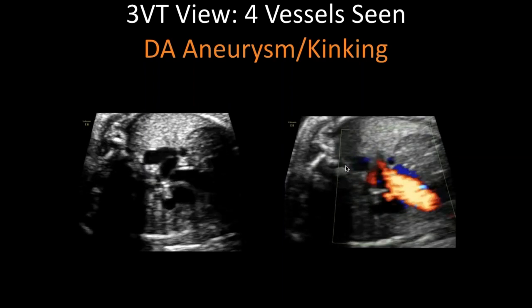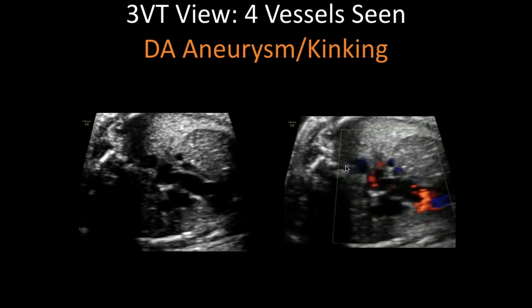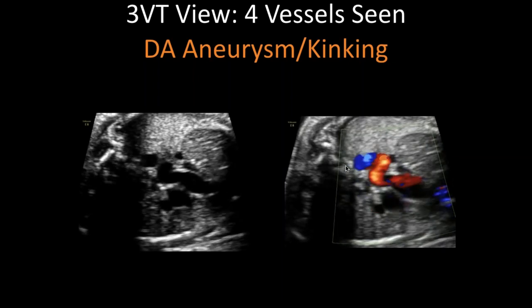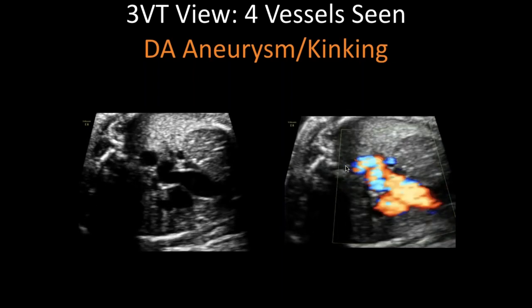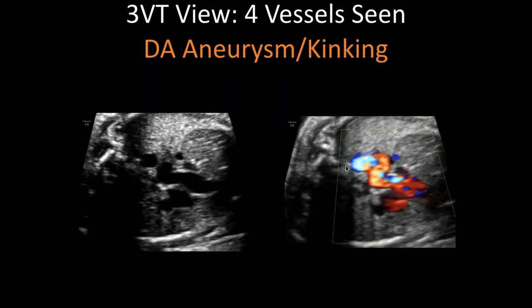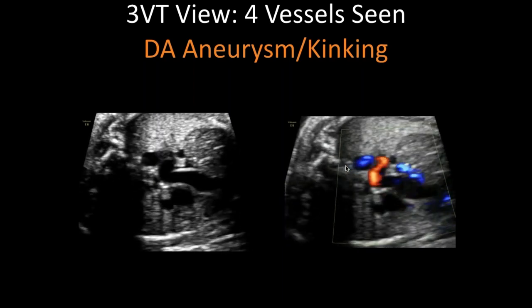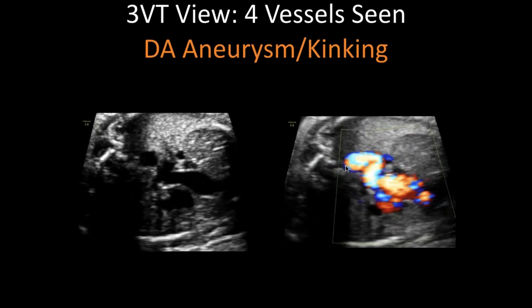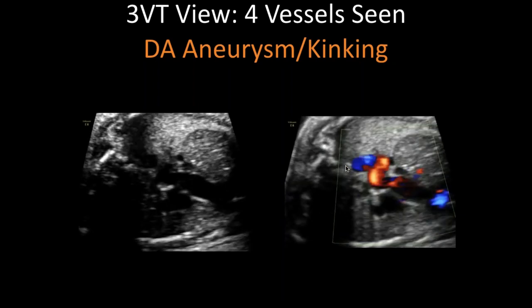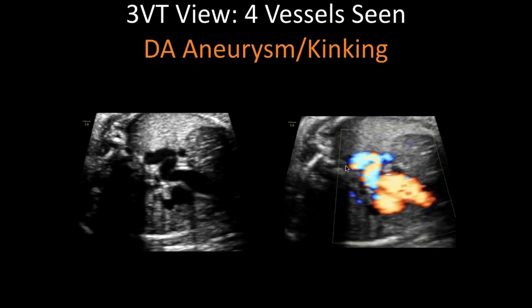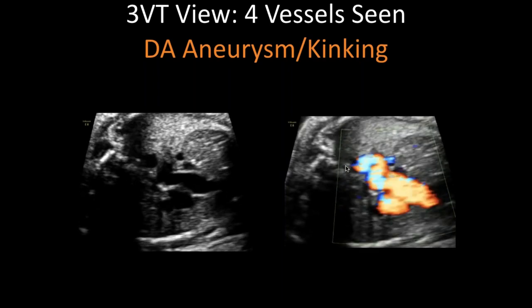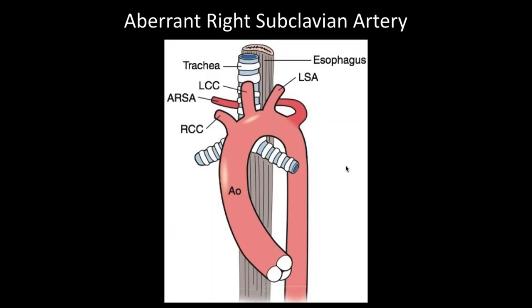Remember the ductus arteriosus closes shortly after birth. So these are not malformations. We call these normal variants. Sometimes there is a steal phenomenon here, and you may have some abnormalities in the aortic isthmus, but these are rare. I just want to show you this example to make sure you don't confuse a ductus arteriosus aneurysm or kinking with a fourth vessel at the three-vessel trachea view.